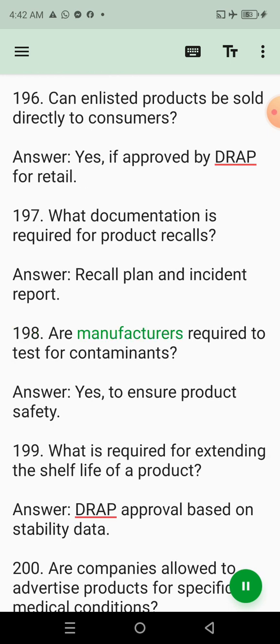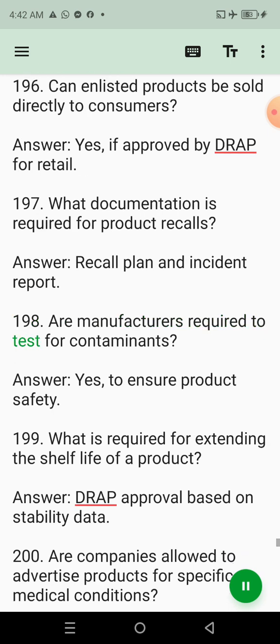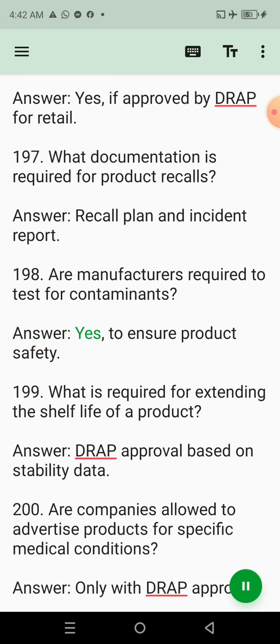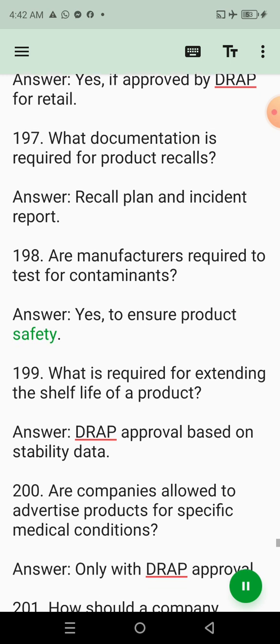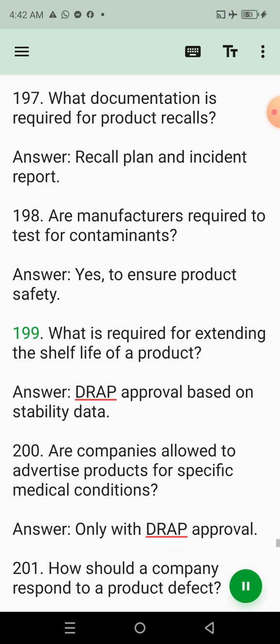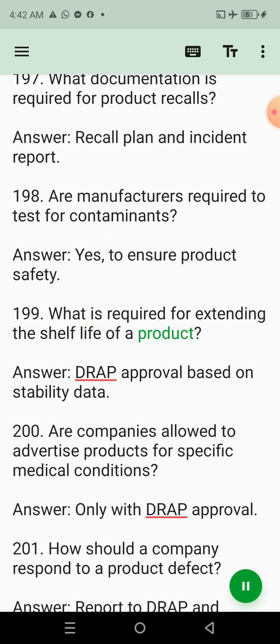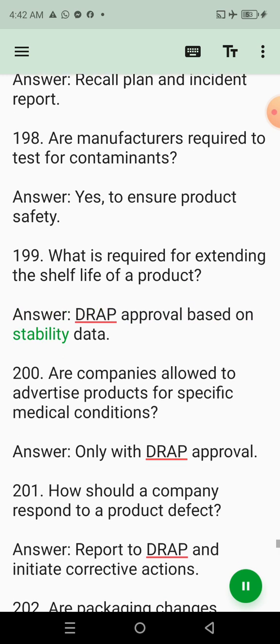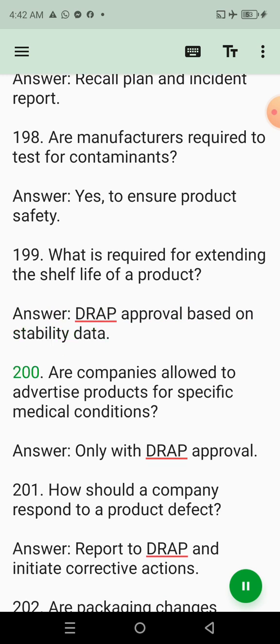198. Are manufacturers required to test for contaminants? Answer: yes, to ensure product safety. 199. What is required for extending the shelf life of a product? Answer: DRAP approval based on stability data.